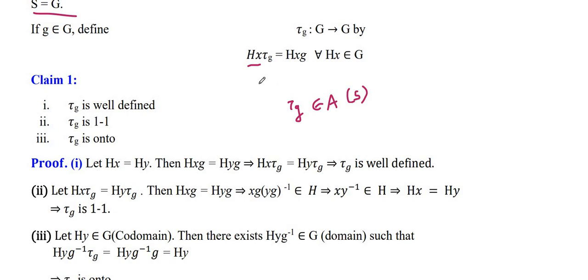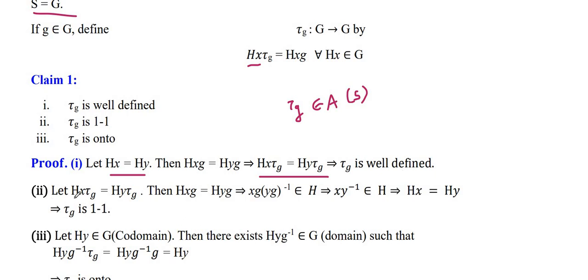Now for well-definedness, we have to consider two elements in the domain to be the same, and we have to show the corresponding images to be the same. So let Hx be equal to Hy, then this set will be equal to this set, and this is nothing but the image of Hx under tau_g, and this one the image of Hy under tau_g. So this shows that tau_g is well defined.